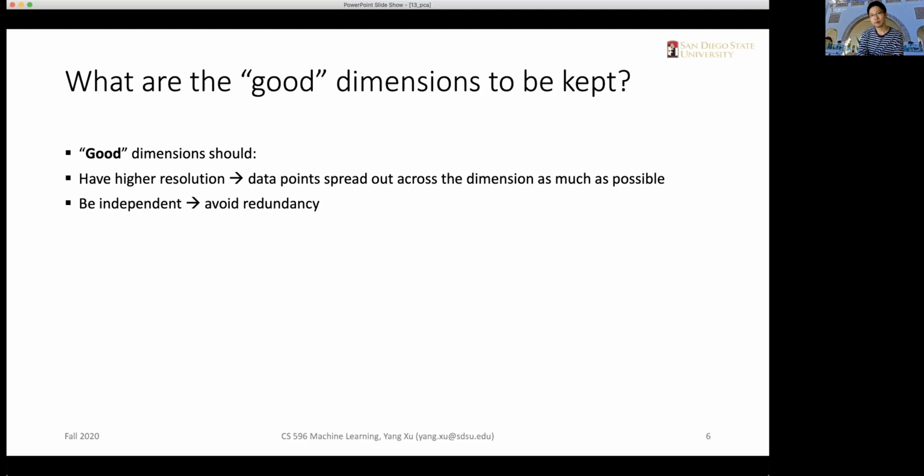And also we want the dimensions to be independent. So we want to avoid redundancy. If I want to model housing prices, the price of a house may depend on the area, like square feet, but also on the number of bedrooms. But these two features are kind of correlated, right? So we want the features or the dimensions selected to have less interdependency.